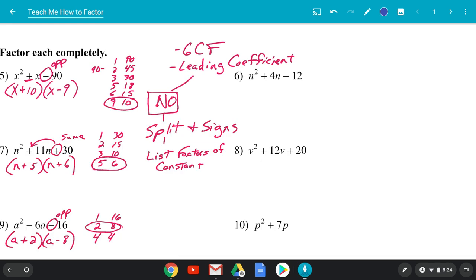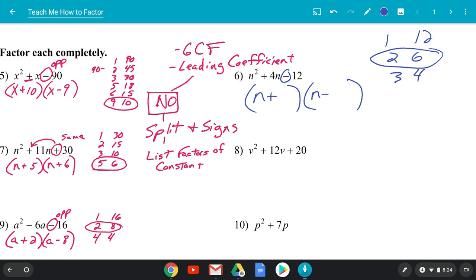6, 7, 8, 9, 10. The rest of them looks like we're just going straight to factoring. Number 9, is there a leading coefficient? No. Is there a GCF? No. Splitting signs, put an N in each. Signs are opposite. Factors of 12. 1 and 12, 2 and 6, 3 and 4, which of those come together to get me a 4 with opposite signs? 2 and 4. The larger number gets a sign from the middle. This problem's not too bad if you study just a little.